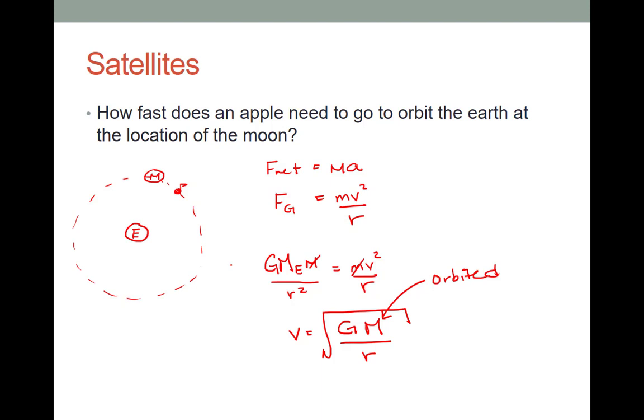This formula does not depend on the mass of the object that is orbiting. That means that for an apple to orbit the Earth at the same location as the moon, it must move at the exact same speed in the orbit as the moon does.